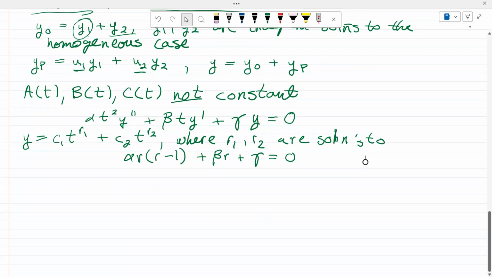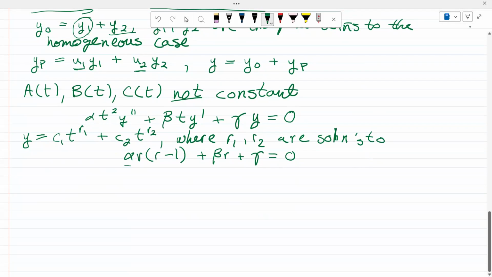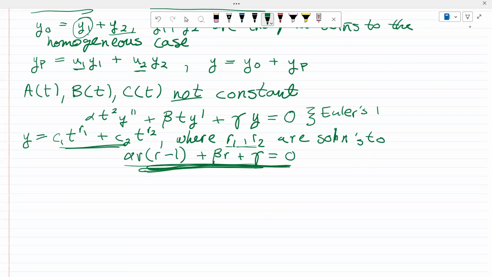But yes. So then we have this. This is called an indicial equation, and then we get its roots here, and then that is our general solution there. And this is called Euler's differential equation.